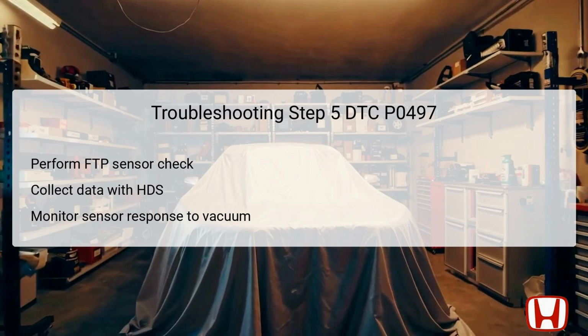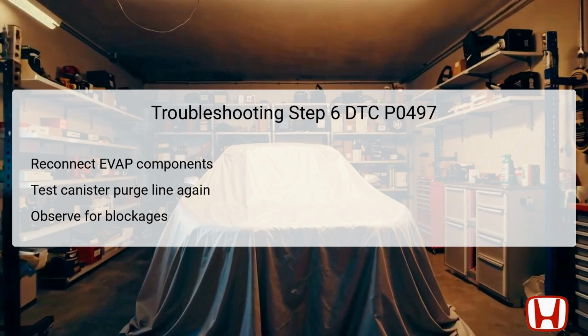As you slowly apply around 1.3 kilopascals of vacuum, carefully monitor the data obtained from the FTP sensor to check if its value changes accordingly. If the sensor does not respond correctly during the test, replacing it would be the next necessary step.